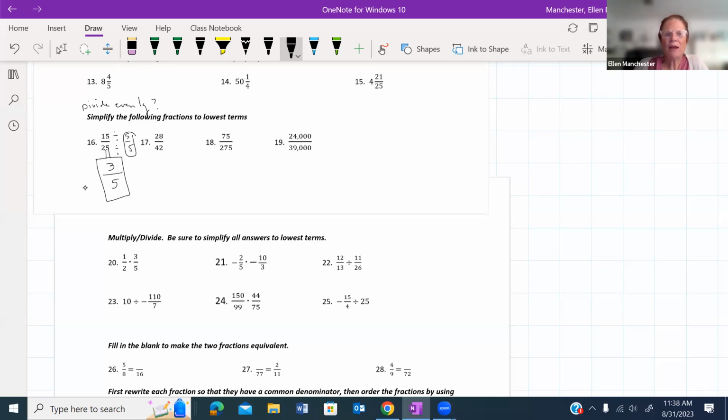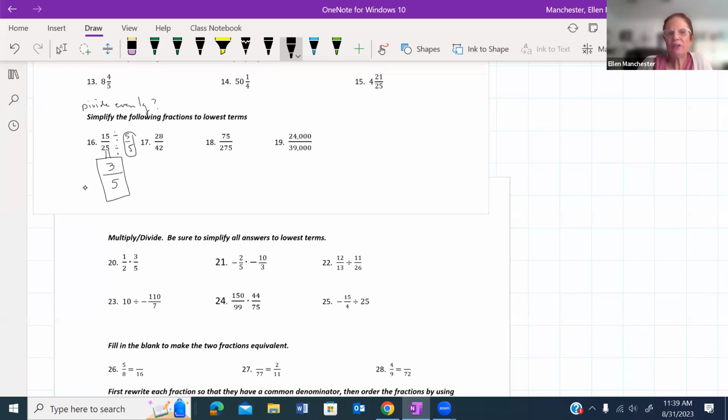Okay, all right, what about number 17? What can I divide by? 4. So remember, it's got to go in evenly to both 28 and 42. So 4 would go into 28, but 4 would not go into 42. It would be 7, right? Yep, good. So we can use 7.